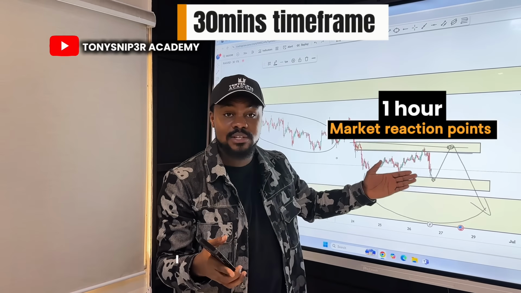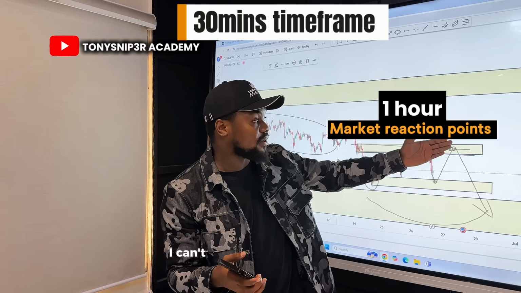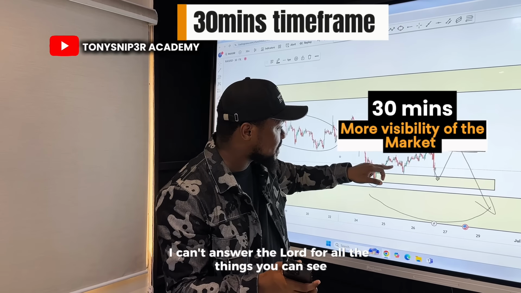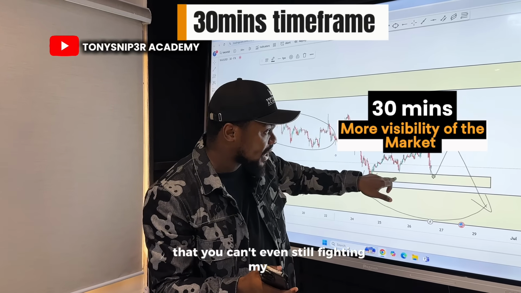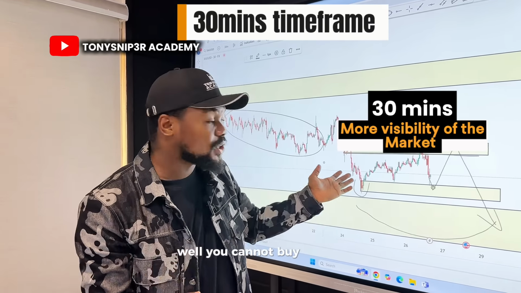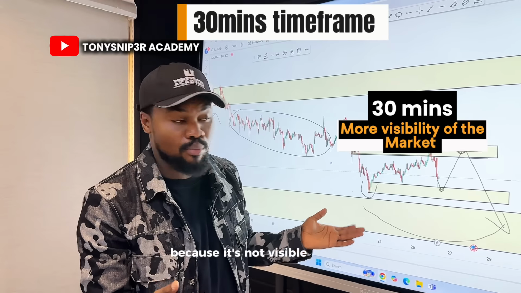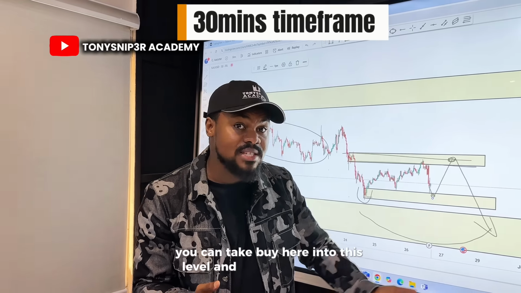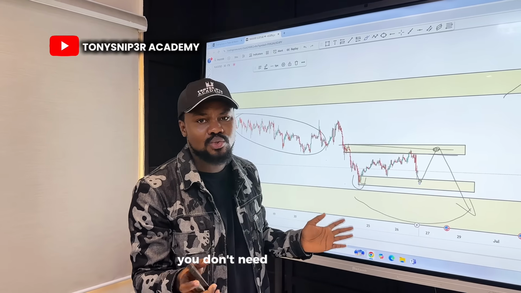On your 1-hour, it's actually looking more simpler. Once the market reacts here, then you sell. Then on our 30 minutes, you can see that you can even still buy the market back into your 1 hour key level before you sell. But you cannot buy it on your 1 hour time frame because it's not visible. But on our 30 minutes, it's very visible. You can take a buy here into this level and sell. Straightforward. You don't need to do too much.